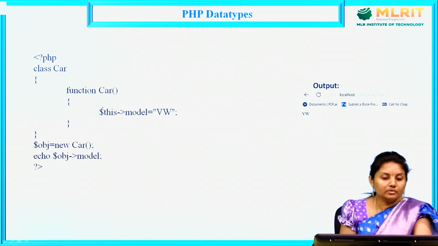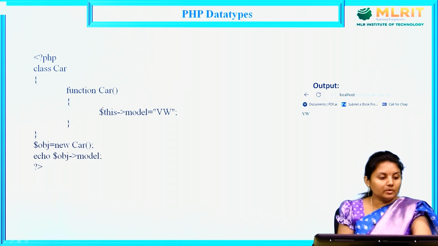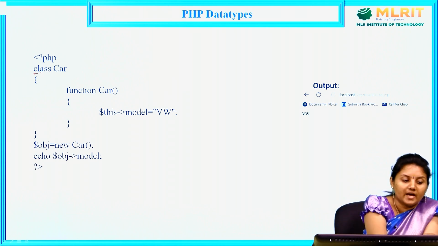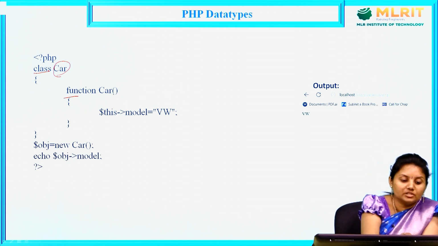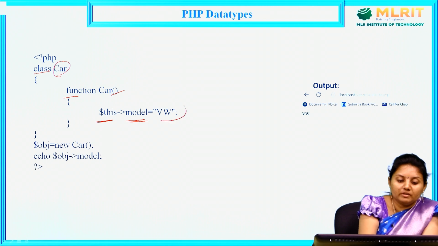So how to create an object here? Here we have defined a class. What is that class name? Car is the class name. A class in PHP can be defined using the class keyword. Then the function you have written, $this model. So $this is a property we are going to give, and it is stored in the model.